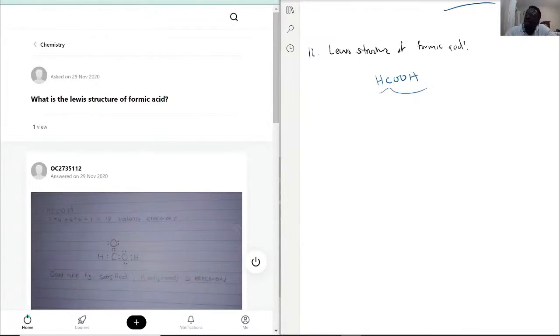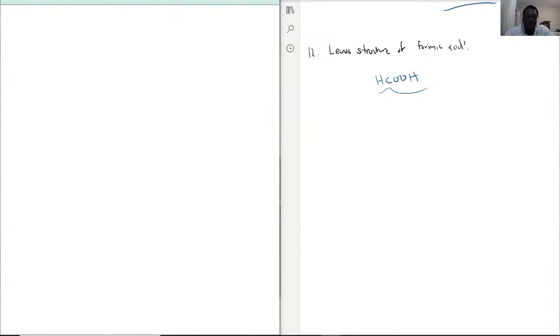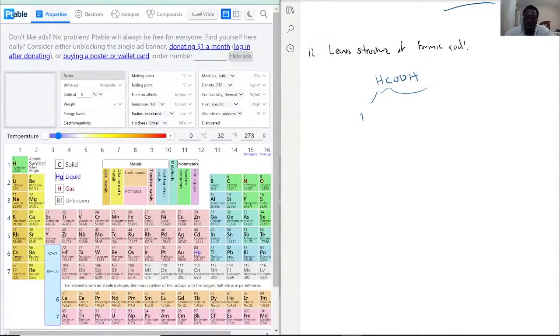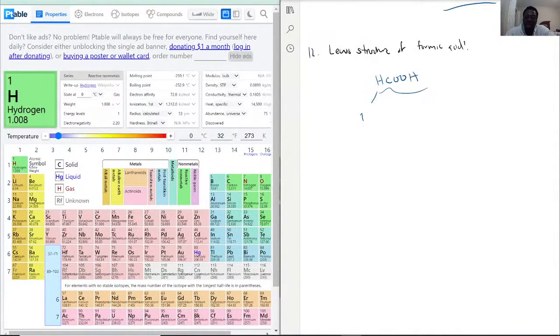First we need to find out how much each element donates in terms of the total electrons. Hydrogen is typically 1 because it's in the first column of the periodic table. And if you want to use electron configuration, in case you're dealing with transition metals, it'd just be 1s, because it's right at the beginning of the electron configuration.